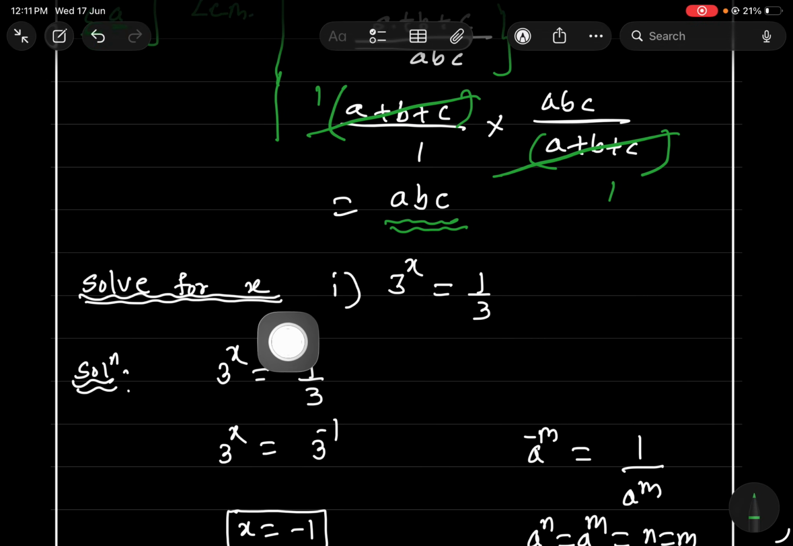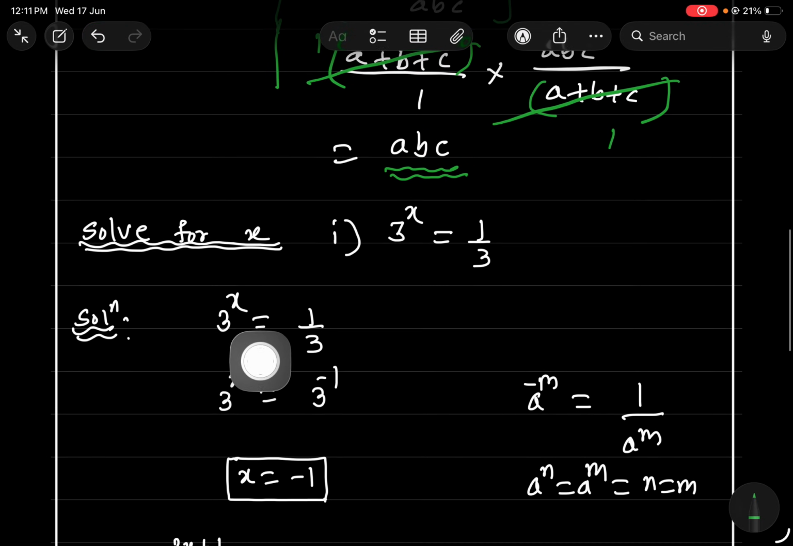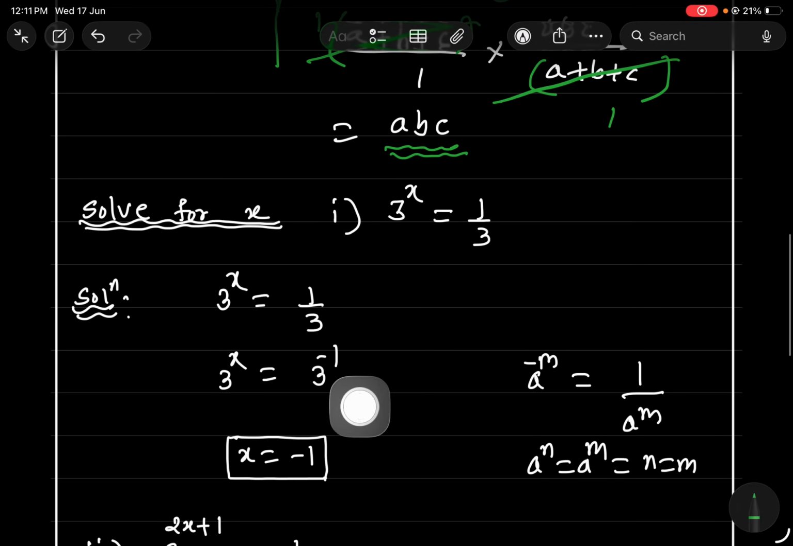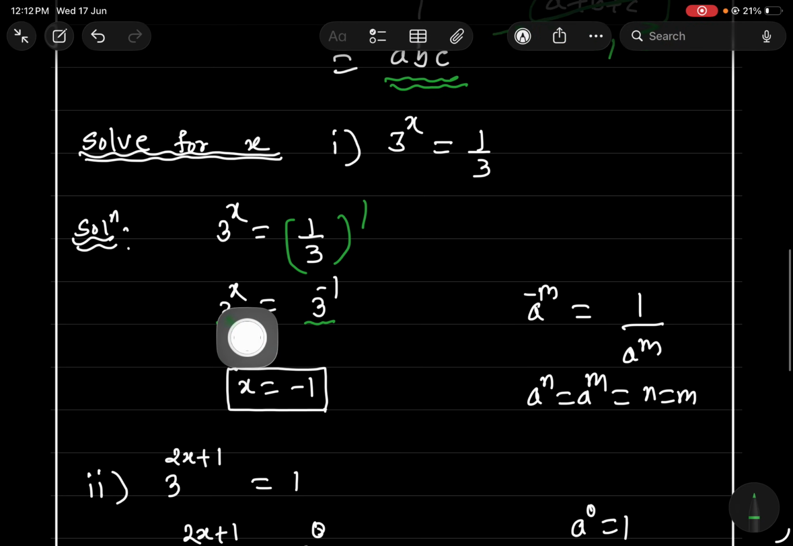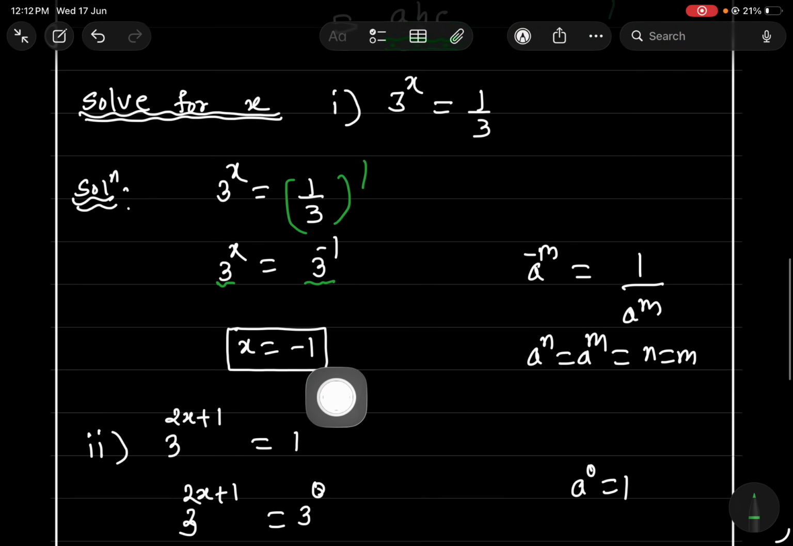Now solve for x: 3 raised to x equal to 1 upon 3. Now 3 raised to x as it is. 1 upon 3 means the reciprocal of this, 1 upon 3 is 3, so the index will become 1. Here the index is not there, that means it is 1. So now it becomes 3 raised to minus 1. And see here, the base is the same, so the index is also the same. So within one step we are getting the answer x equal to minus 1.